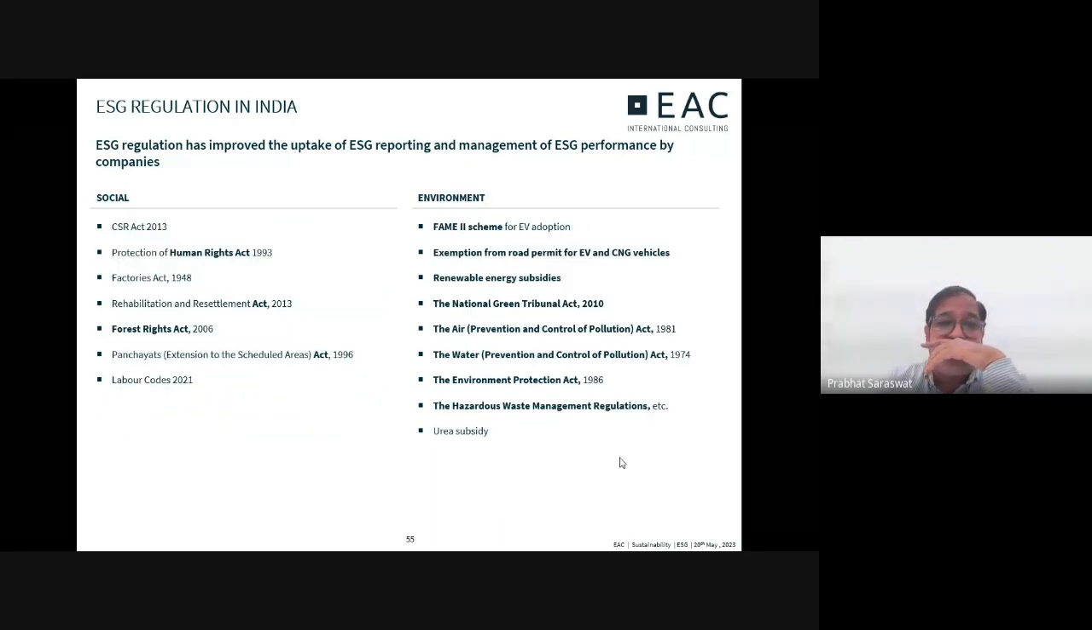For social aspects, we have the CSR Act, the Protection of Human Rights Act 1993, the Factories Act, the Rehabilitation and Resettlement Act 2013, and the Forest Rights Act. We already have some acts and regulations in place. For environment, we have the FAME 2 scheme for EVs, exemption from road permit for EV and CNG vehicles, renewable energy subsidies, and the NGT. These are some rules and regulations already available in India.